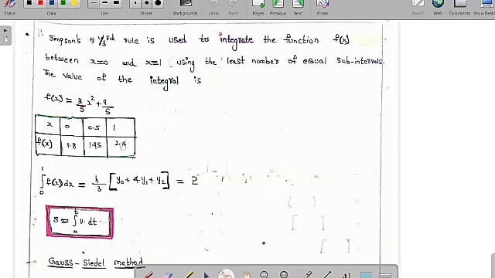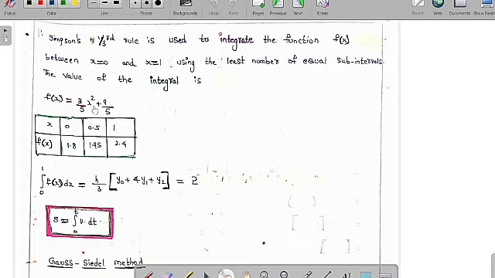Here n is equal to 2, and we know x0 and xn, so n is equal to (xn minus x0) by h. So definitely we know the value of n, the value of x0, and the value of xn. So we are going to get the value of h, which is the difference between two successive coordinates.